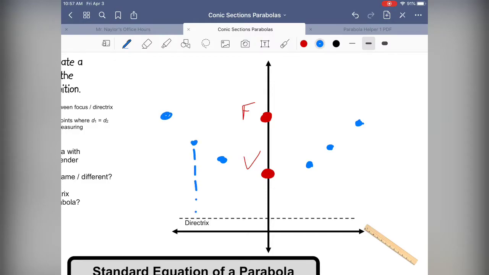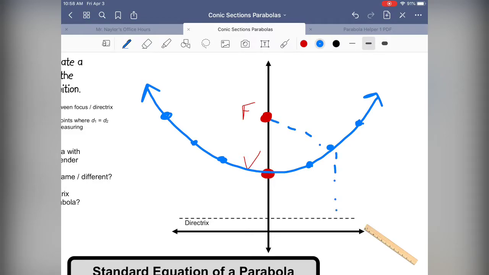And again, keep in mind that these dashed line measurements would be equal. And look what you get. Well, a parabola. You get a parabola. Okay, you might say that's a lot of work. Well, that's technically the definition of a parabola, where all of these points on this parabola are going to be equal distance from a focus and a directrix.